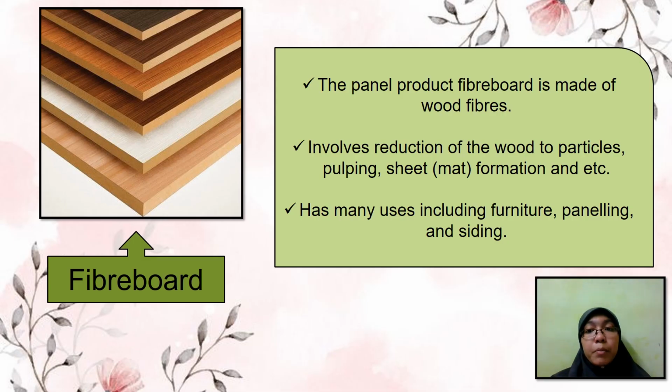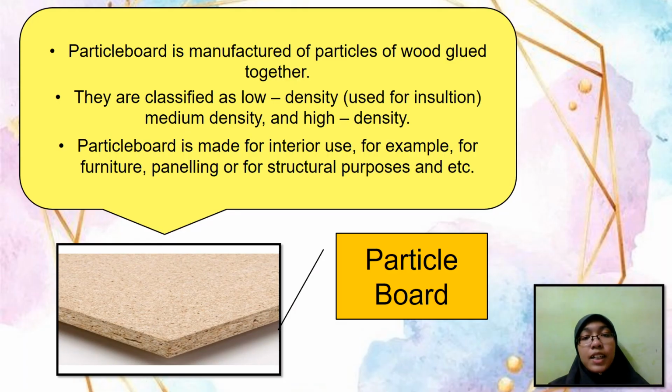The panel product fiberboard is made of wood fibers, involves reduction of the wood to particles, pulping, sheet formation, and etc. It has many uses, including furniture, paneling, and siding. Lastly, particle board is manufacture of particles glued together. They are classified as low density used for insulation, medium density, and high density. Particle board is made for interior use, for example, furniture, paneling, or structural purpose, or etc.